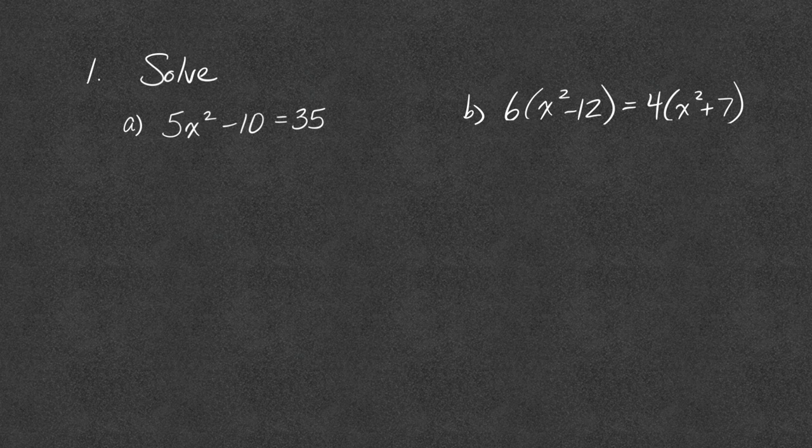Let's take a look at A, and I want to walk through how I hope we would solve the equation. First off, we want to make sure that we isolate the variable term. That means we need to get the term that contains the variable all by itself. So we need to get rid of that minus 10. To get rid of a minus 10, I'm going to add 10, and there's my 45.